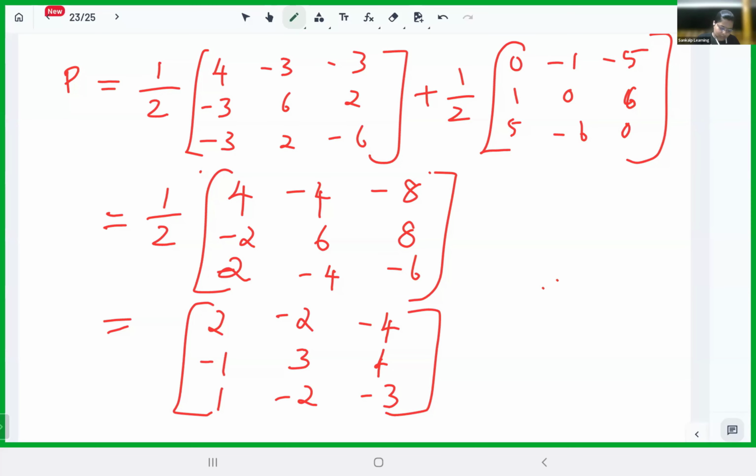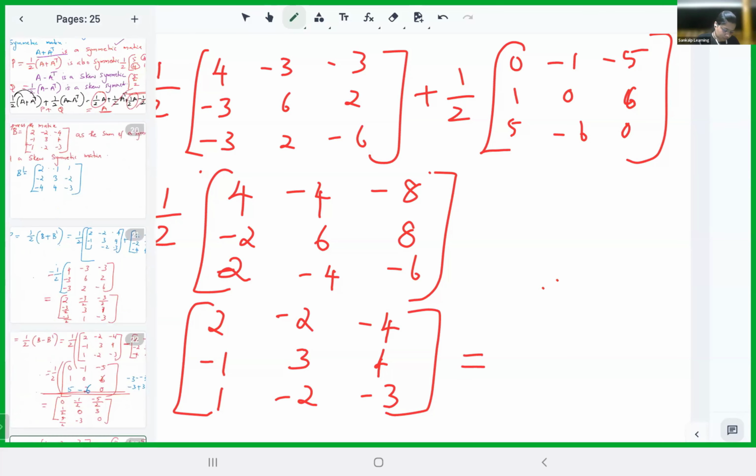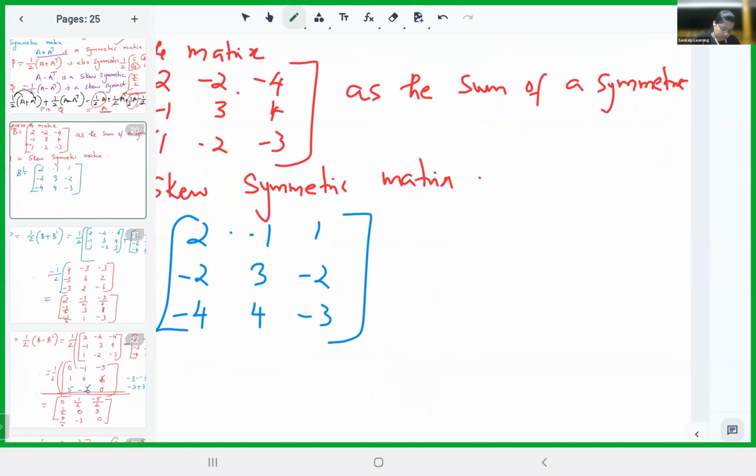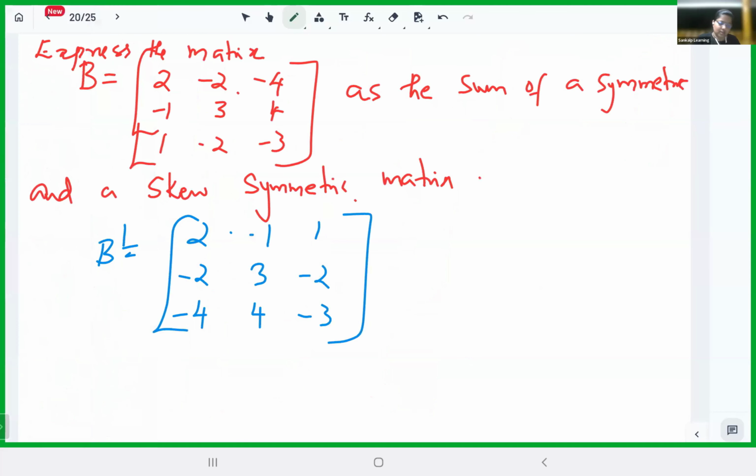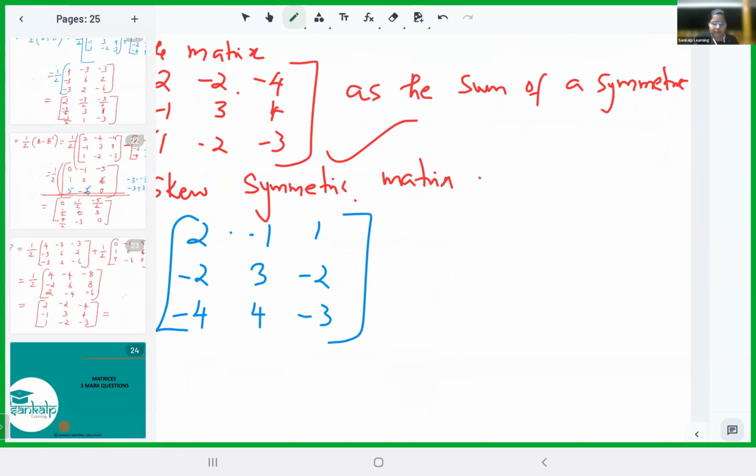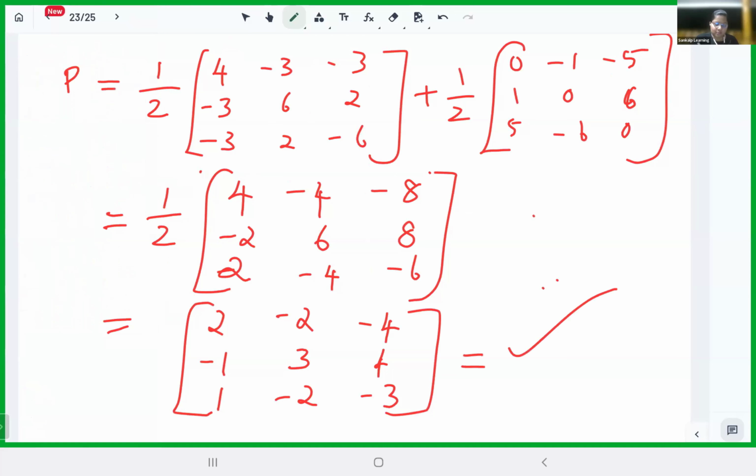Okay. And what can you say about this matrix? Isn't that our question? So we have expressed the matrix B as a sum of a symmetric and a skew symmetric matrix. Okay. B is written as P plus Q, where P is a symmetric matrix and Q is a skew symmetric matrix. All right.